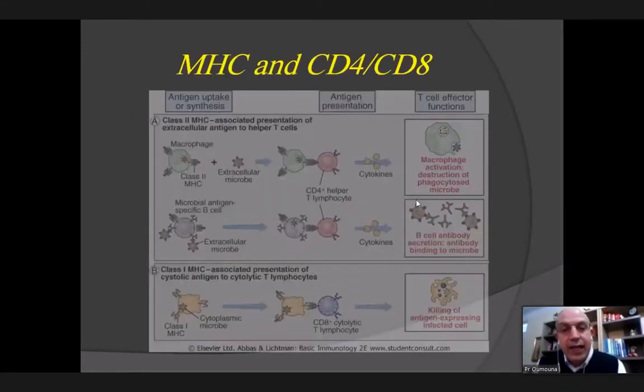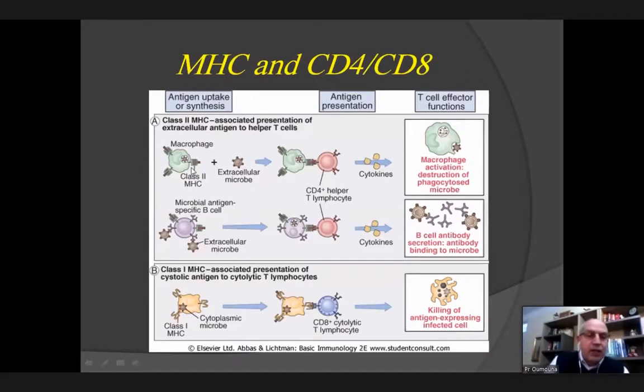MHC and CD4, CD8. Here we have MHC class 2. We have macrophages capturing the extracellular microbe and presenting to CD4 through MHC class 2. This CD4 is called a helper cell and will secrete cytokine. Cytokines will activate macrophages in order to phagocytose and, of course, be a better killer.